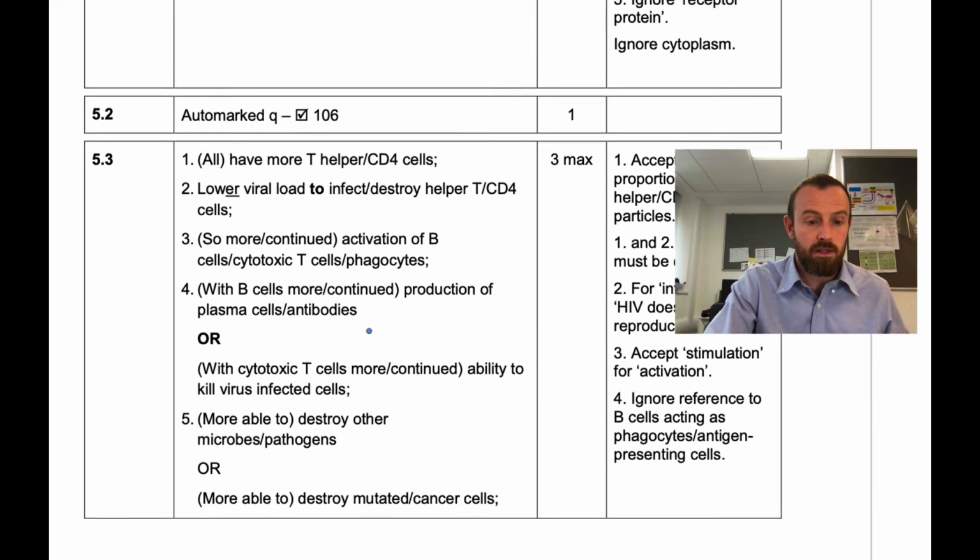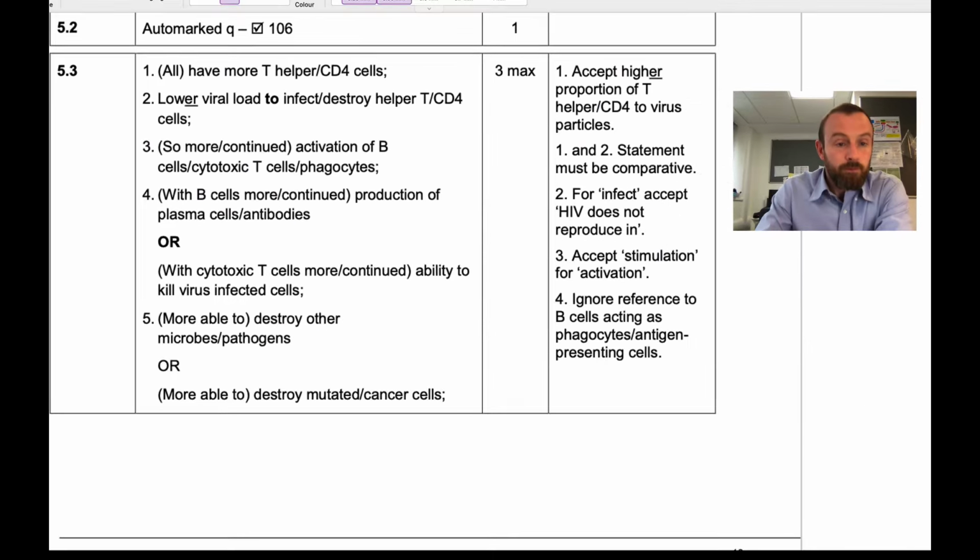Let's look at the mark scheme. Okay. So they have just 1 mark for just saying they have more T helper cells and they have lower viral load.